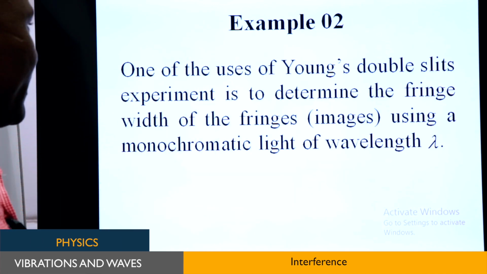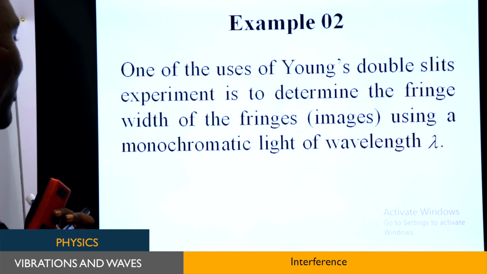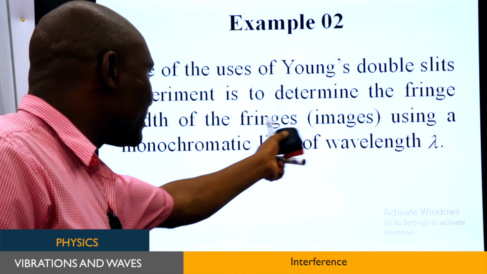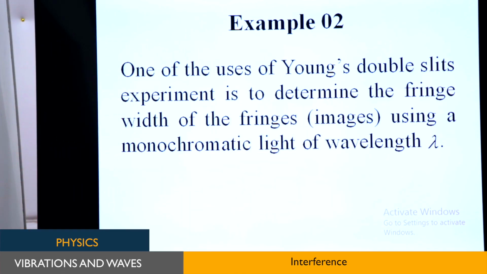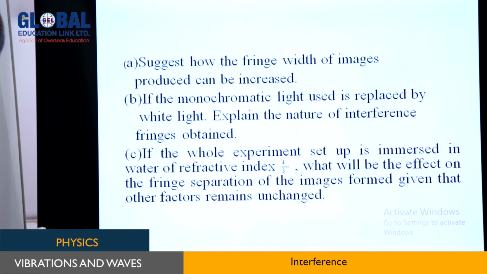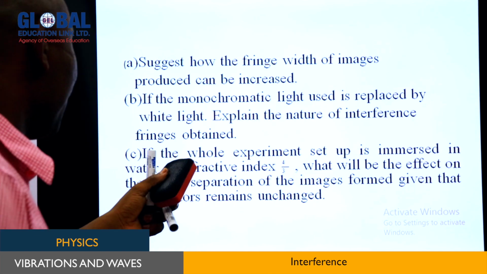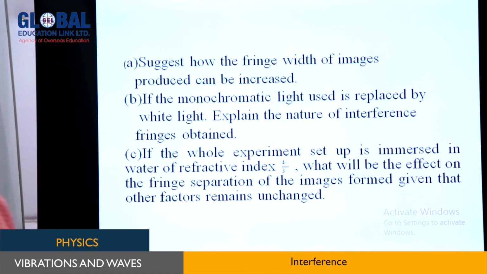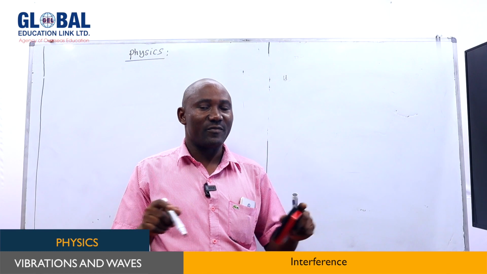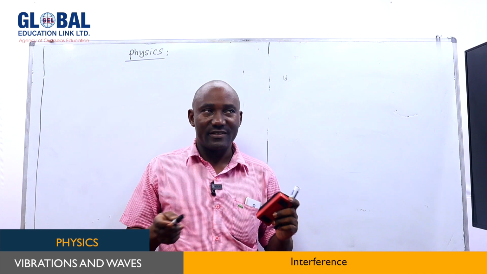That's one of the experiments we have seen here. This is one of the experiments we normally use to find the width. You talk about the fringe separation of the fringes. Now, part A: suggest how the fringe width of the images produced can be increased. That's a very interesting question. How do you increase the distance between two successive fringes?